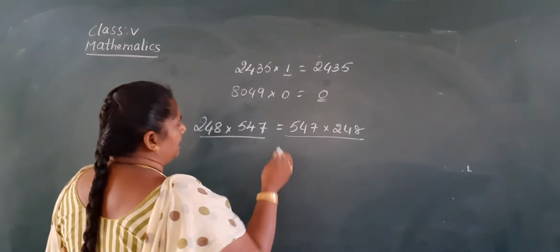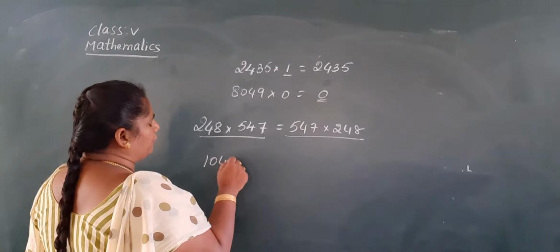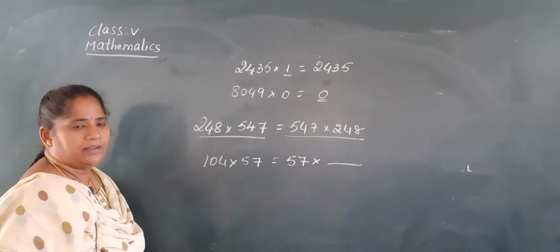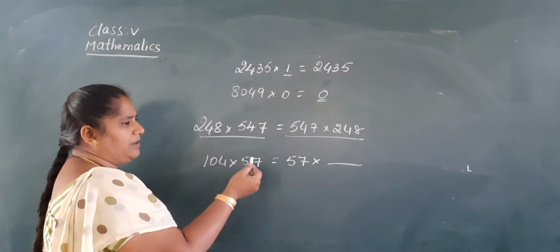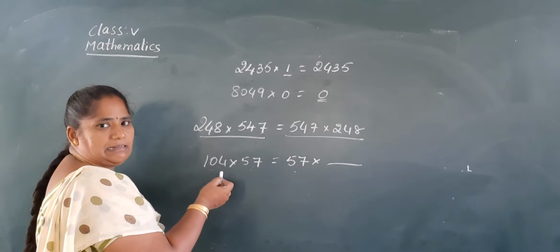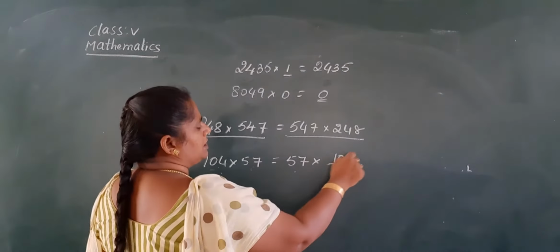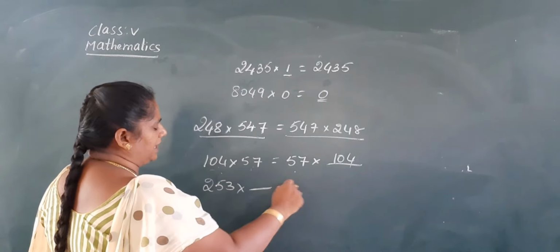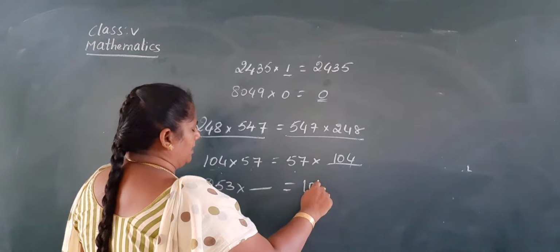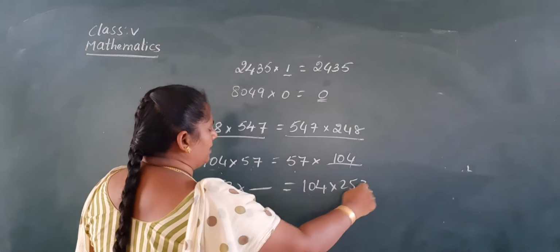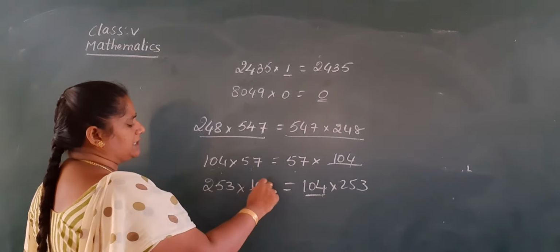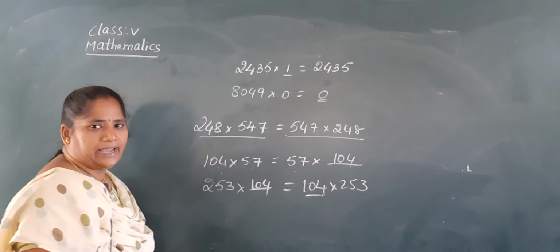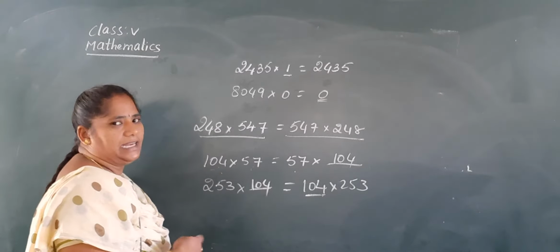Okay. In blanks they are given like this, Nana. 104 into 57 equal to 57 into dash. Then you have to write, if you change this order, 57 comes first, and the missing number here is 104. So we will write 104. In other cases they are given like this also: 253 into dash equal to 104 into 253. Here 104 we will write. Okay, ma? So that means A into B or B into A, both are same. Here A and B are any numbers.